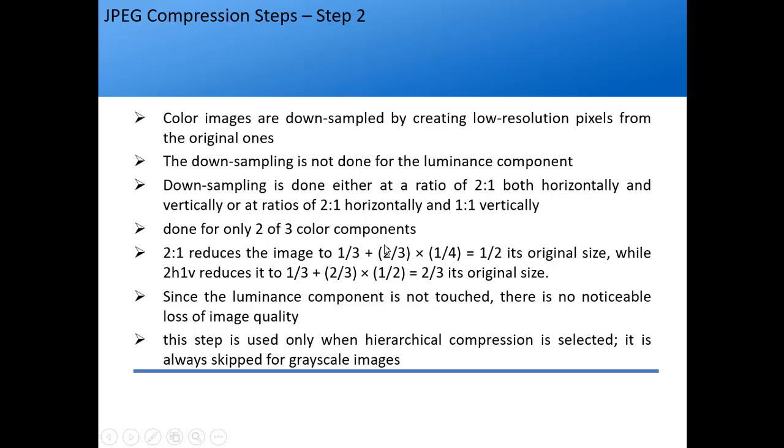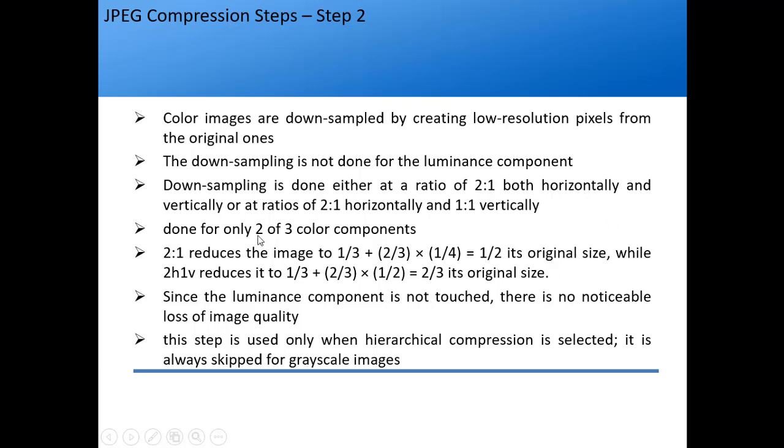What do we do with the remaining two thirds? We are changing horizontally as well as vertically, right? So 2:1 plus 2:1. So what is it? 4:1. And since it is a ratio, we take the inverse of it. So 2/3 of 1/4. If you calculate this, it makes the image half of its original size.